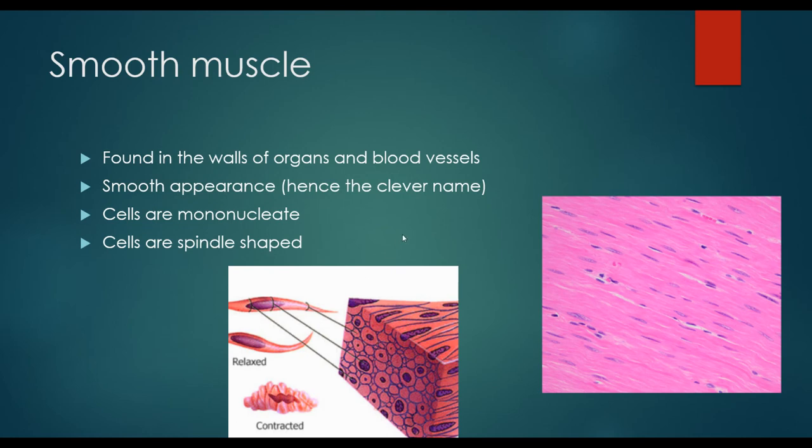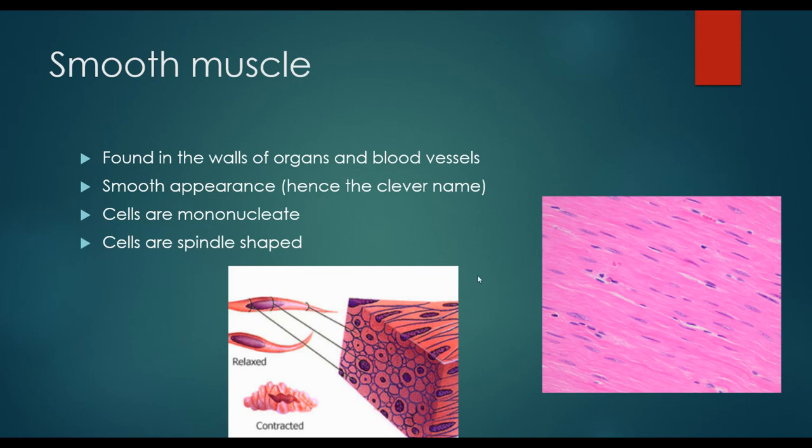And the last one here is smooth muscle. Smooth muscle cells are mononucleate also. They have sort of a long, thin appearance. It's described as being spindle-shaped, but if you don't know what a spindle is, it's sort of like a stretched football shape.